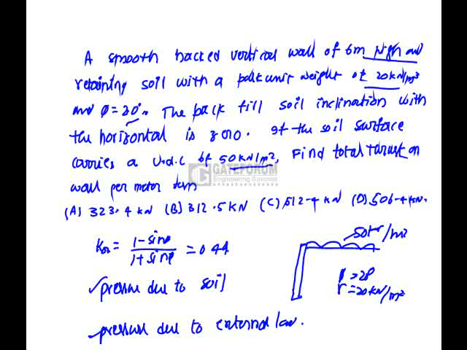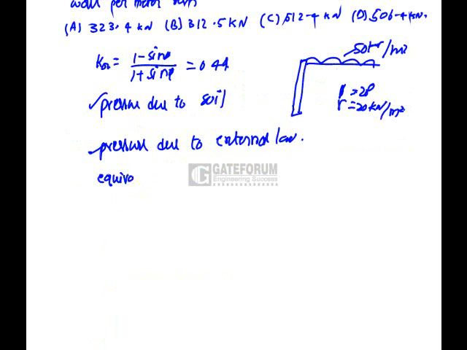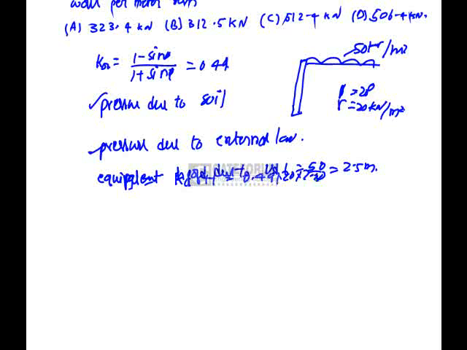So it is a UDL. So the equivalent head due to UDL is equal to 50 by 20, that is equal to 2.5 meters. So the pressure P1 is equal to Ka gamma H, that is 0.49 into 20 into 2.5, that is 24.5 kilonewtons per square meter.